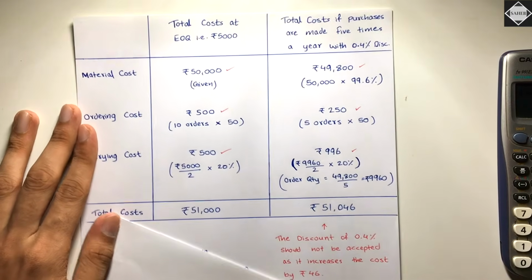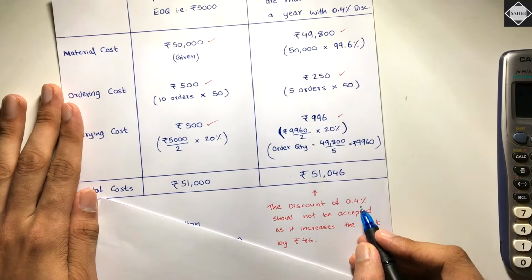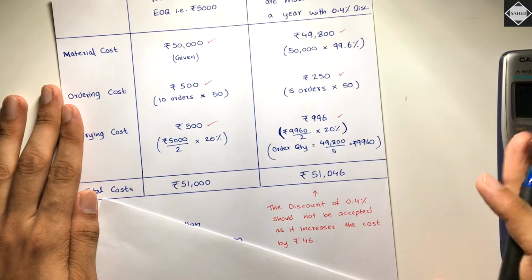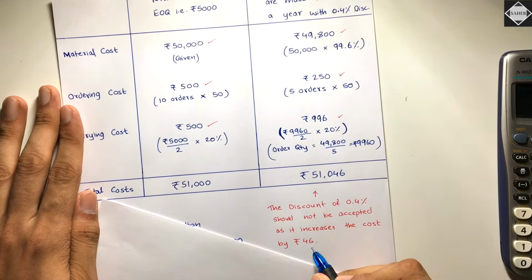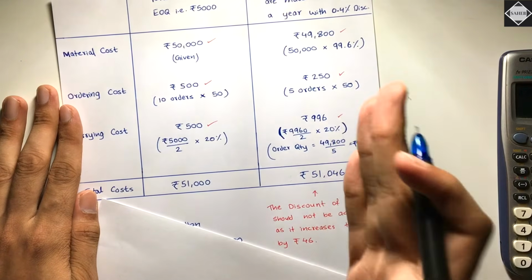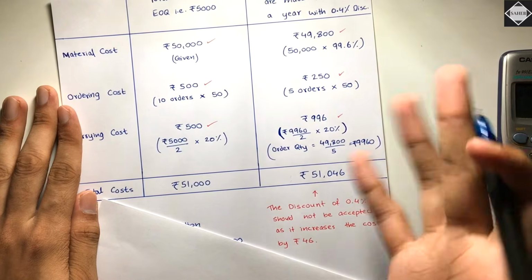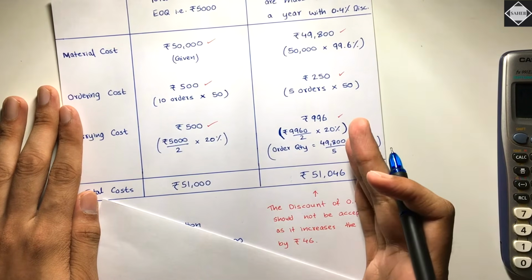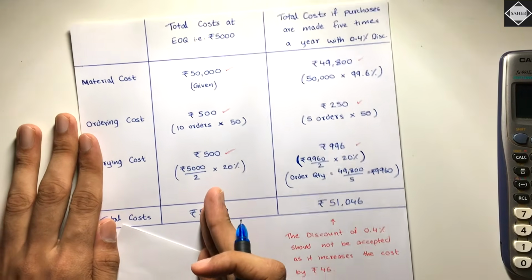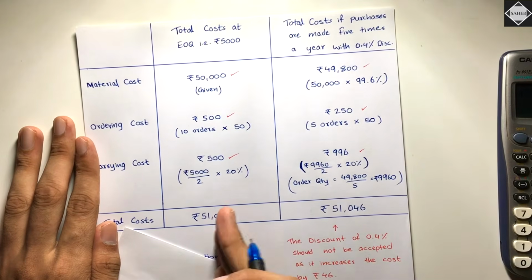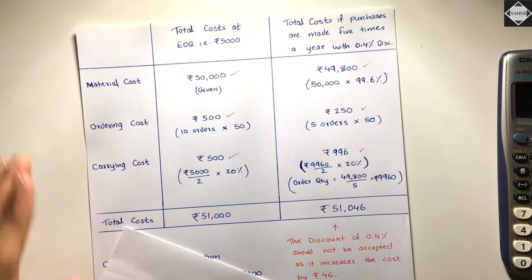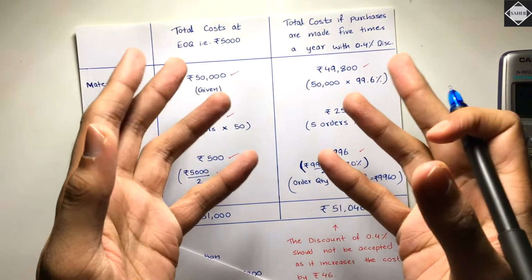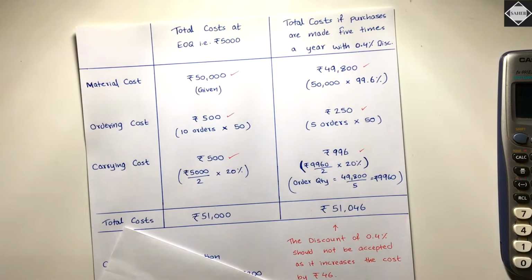So we have to write over here, the discount of 0.4% should not be accepted as it increases the total cost by 46 rupees. So this offer is rejected. Is it clear? We can't accept this offer. Does that mean we have to accept the EOQ? Normally, yes, we have to accept the EOQ only, but since negotiation is going on, we have to make a counter offer. So let's see how we are going to do the calculation of counter offer.